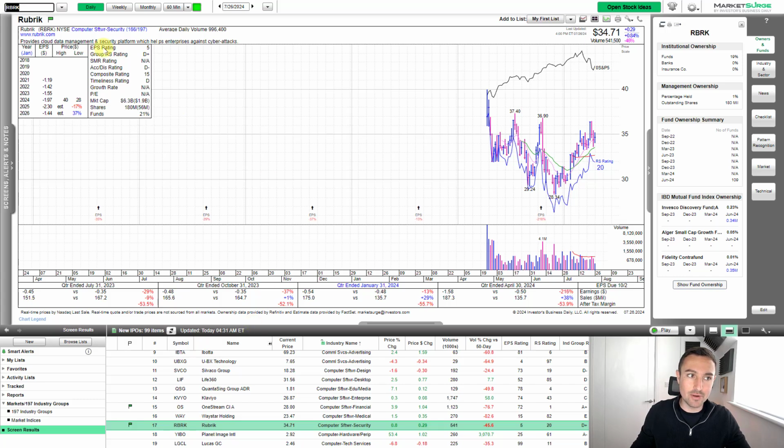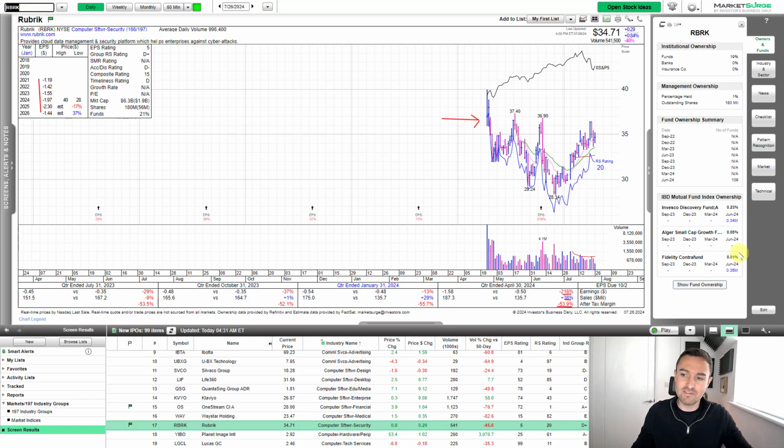RK is another one here, okay? So computer software security, you'll see that I've grouped them together via the industry group. That's something else that I like to do in terms of my screenings. Now, what's interesting with this one, the earnings down year over year, sales are up year over year, after tax margins down year over year. The company is not profitable right now, but what's quite interesting here, relatively new in terms of its IPO, you can see the date there.